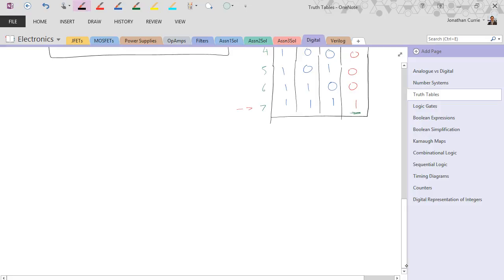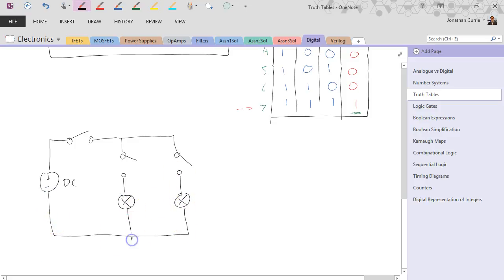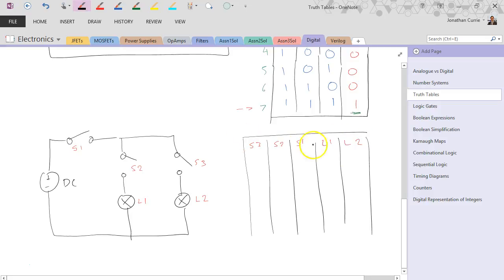Now, truth tables don't only work for circuits with one output. There's nothing stopping you having multiple outputs. So, another electrical analogy. We've got S1, S2, S3, L1 for lamp 1 and L2 for lamp 2. In this case, not only do we have columns for each of the inputs, S1, S2, S3, but we'll also have an extra column for the extra output. That part doesn't change, we just keep adding columns as required.